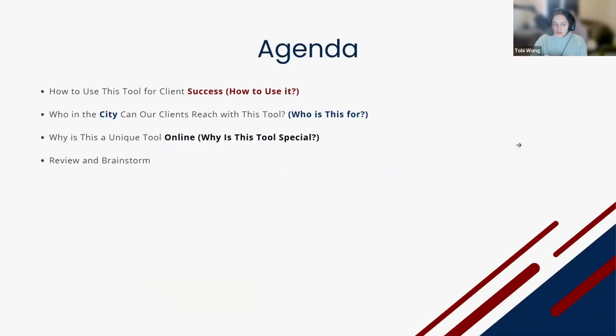So for the agenda, it's going to be how to use this tool for client success. So how are we using it? Obviously to bring our clients some success. Who in the city can our clients reach with this tool? So who's this for? Who's the audience? Why is this a unique tool online? So why is it special? Why are we using it? What is the reason? And then we're going to do some review and brainstorm so you guys can kind of understand how to do it.